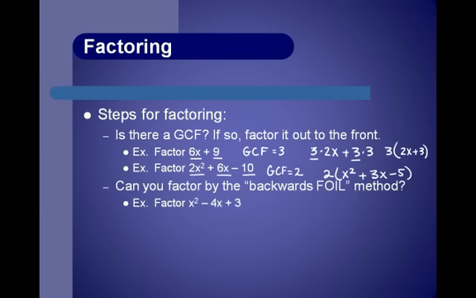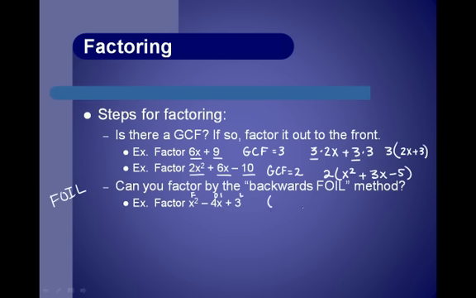The next step is, can you factor by the backwards FOIL method? Well, this is what we use when we're factoring a trinomial, 3 terms, of the form x squared in the first term, x in the middle term, and a number in the last term. If you'll remember, FOIL is a method that we use to multiply 2 binomials. Well, factoring by the backwards FOIL means the first 2 factors have to multiply to give us x squared. The outers and the inners are going to combine to give us the middle term, and the last 2 numbers will multiply to give us the last term.